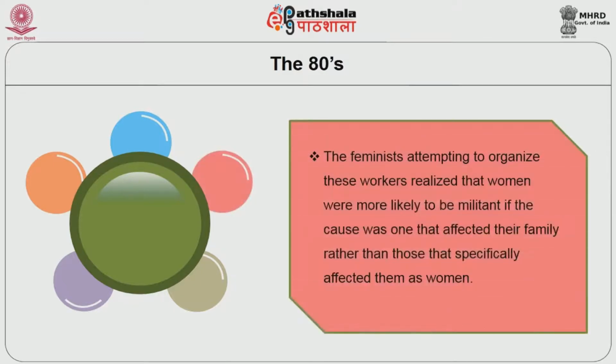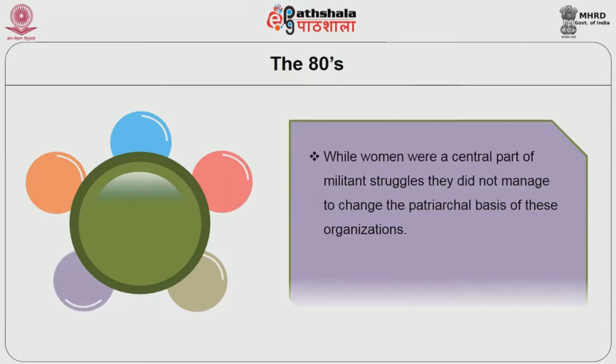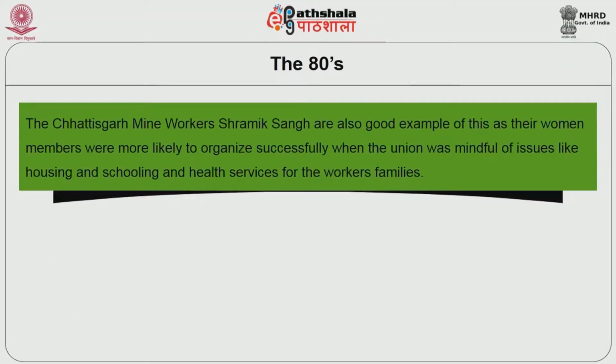Feminists attempting to organize these workers realized that women were far more likely to be militant if the cause was one that affected the family, rather than one that specifically affected them as women. Some of the women's organizations also emerged from women's participation in border peasant struggles, during which they began to recognize their own oppression. However, as we have seen in the case of women workers, their development was far from smooth. While women were a central part of the militant struggles, they did not manage to change the patriarchal basis of these organizations. The Chhattisgarh Mine Workers Shramik Sangh is a good example of this, as their women were more likely to organize successfully when the union was mindful of issues like housing, schooling and health services for the workers' families.